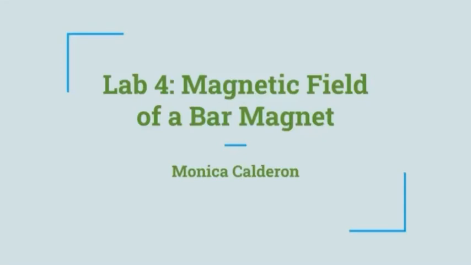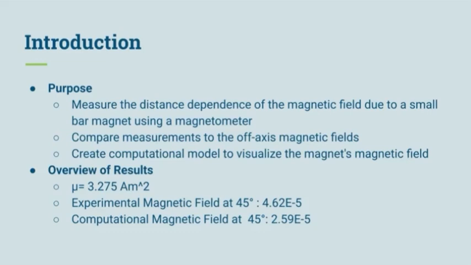Hello, my name is Monica and this is Lab 4 where we observed the magnetic field of a bar magnet. The purpose of this lab was to first measure the distance dependence of the magnetic field due to a small bar magnet using a magnetometer. Using these measurements, a graph was made in Excel.